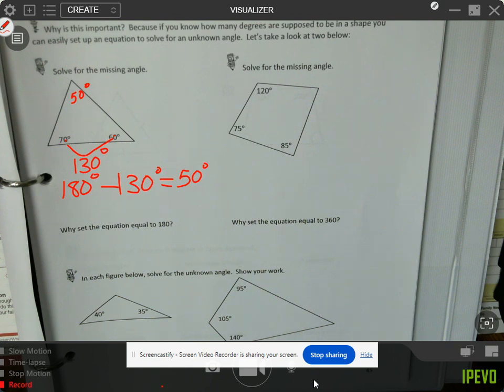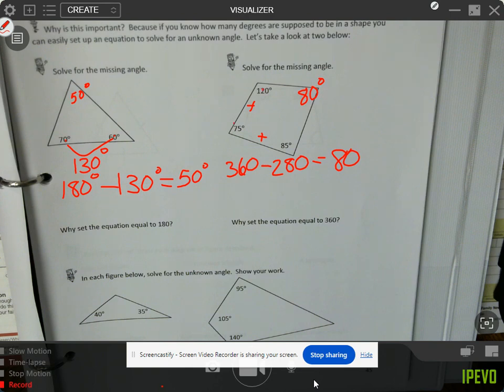Our quadrilateral, we have 120 degrees, 75 degrees, and 85 degrees. What is our missing angle, Lauren? 80. How did you get 80 degrees, Lauren? I added 120 plus 75 plus 85, which got me 280. Which got you what? 280. And I subtracted 280 from 360, and I got 80 degrees.